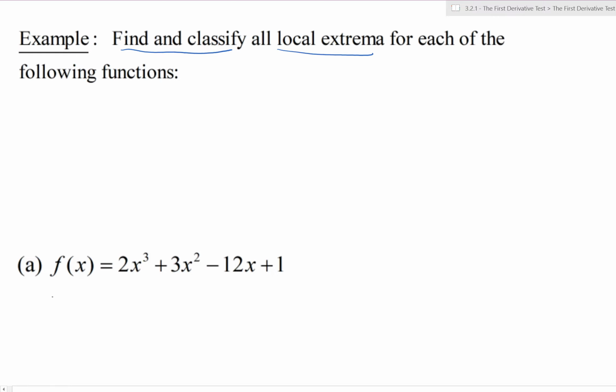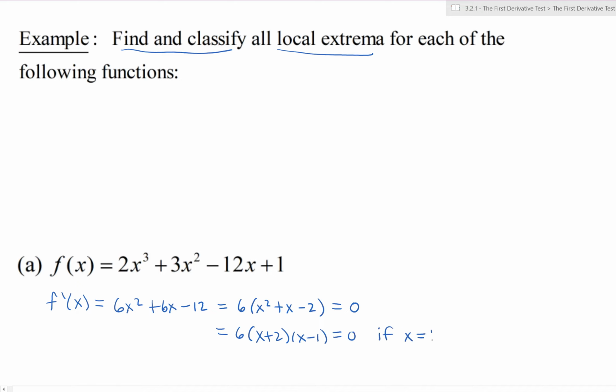So the first thing we've got to do, since we're trying to find all the local extrema, is find the derivative of this function, which is just 6x^2 + 6x - 12. And notice that's the same as 6 times (x^2 + x - 2). Now, this is a polynomial function, so it's never going to have a derivative that is undefined. Rather, it can have a derivative which is equal to 0. And in this case, if we factored it further, we would get 6 times (x + 2) times (x - 1).